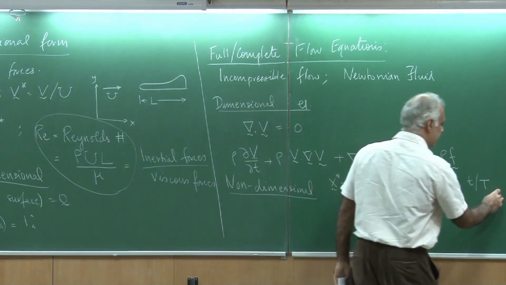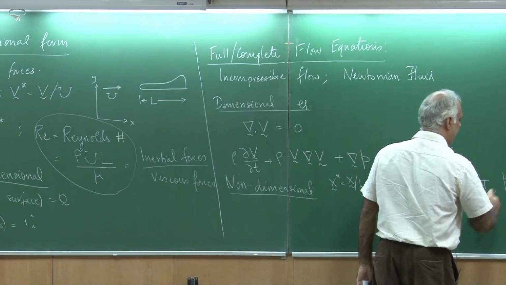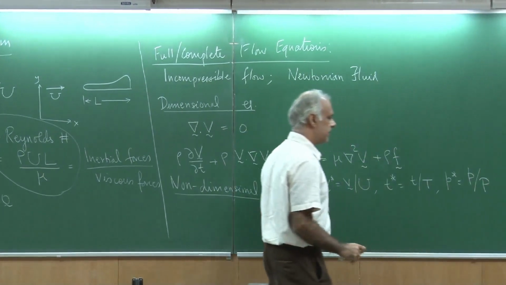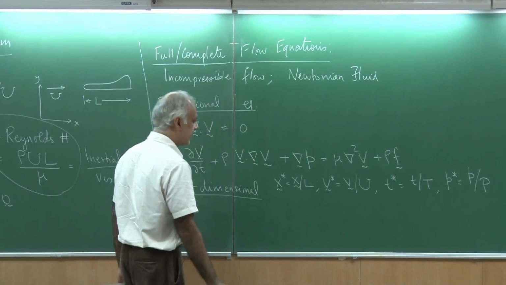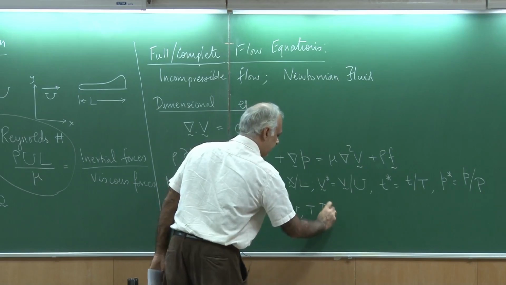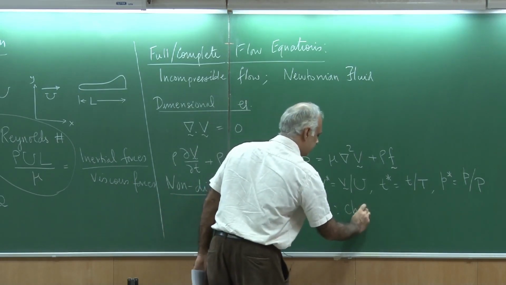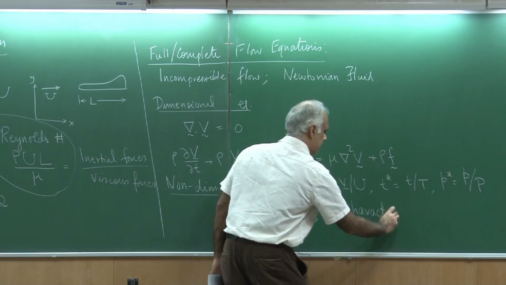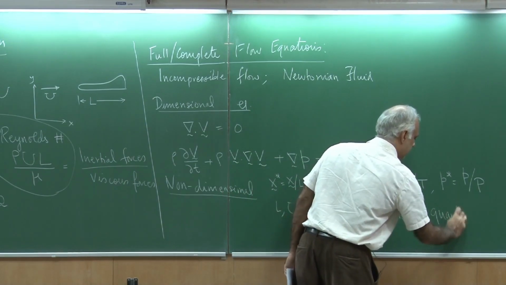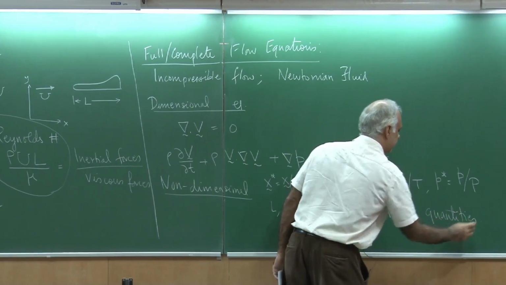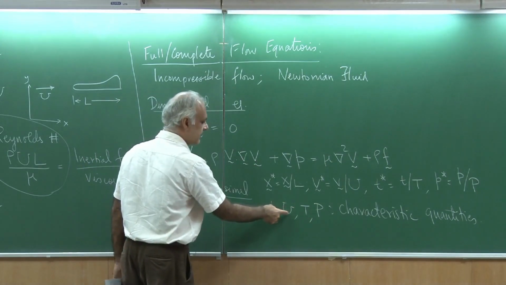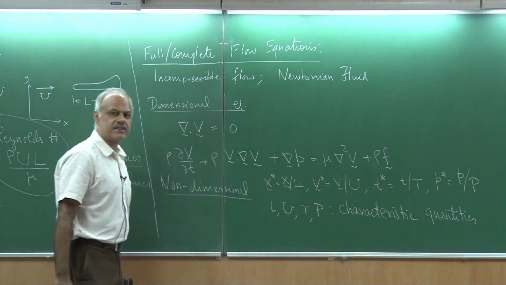Let's say for the pressure, I use the non-dimensionalization as P divided by capital P. So the idea here is that L, U, T and capital P, these are characteristic quantities. Okay, so they are characteristic length scale, velocity scale, time scale and a pressure scale.